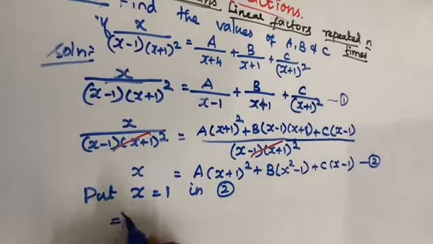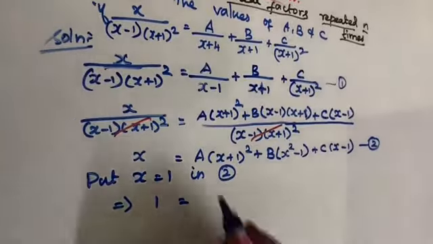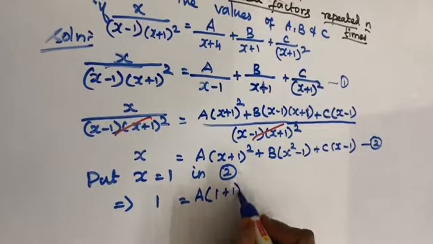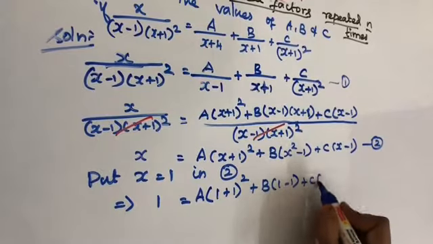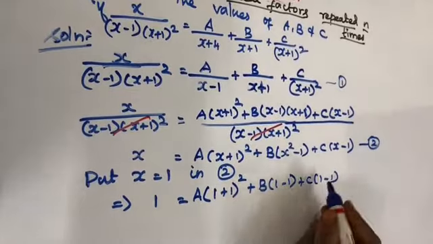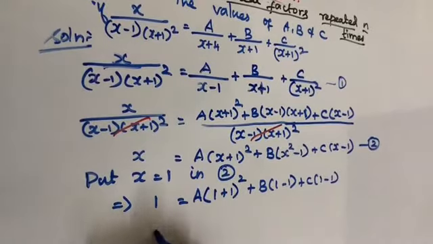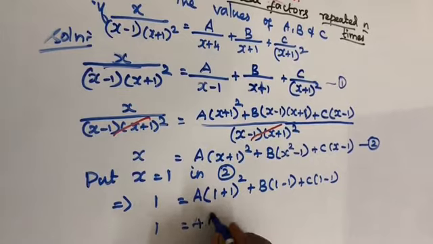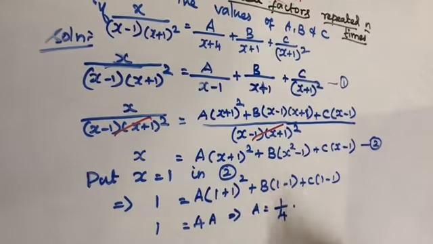In equation 2, that implies x is equal to 1. So, here it is 1 is equal to a into (1 plus 1) the whole square plus b into (1 minus 1) plus c into (1 minus 1). Instead of x, I substituted 1. So, these two terms will become 0. 1 minus 1 is 0 and here also it is 0. So, 1 is equal to, here 1 plus 1 is 2, 2 square, so 4a. That implies a is equal to 1 by 4.